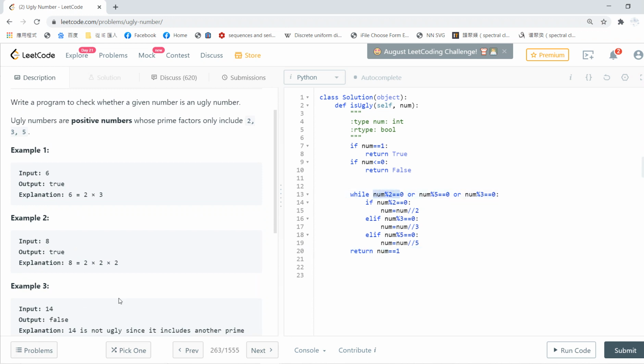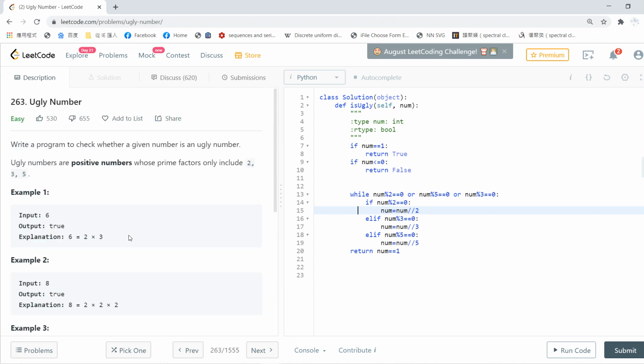If you get 8, then you can see it will keep dividing by 2. If I get 14, I will first divide by 2, and I will get 7. However, 7 is not divisible by 2, 3, or 5. So the number will be 7, and 7 is not equal to 1. So 7 will return false.